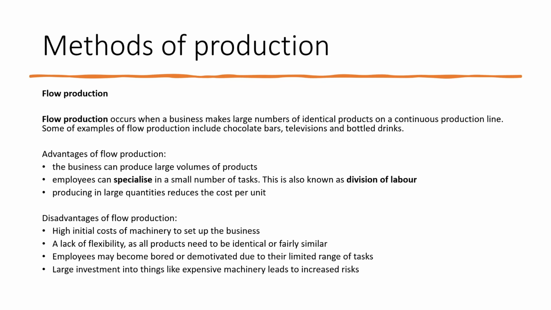Now let's go over advantages and disadvantages of flow production. So again, advantages first. The business can produce large volumes of products. Employees can specialize in a small number of tasks. This is known as division of labor. And producing in large quantities reduces the cost per unit. So this is economies of scale.